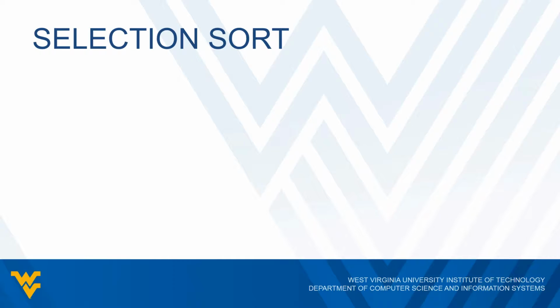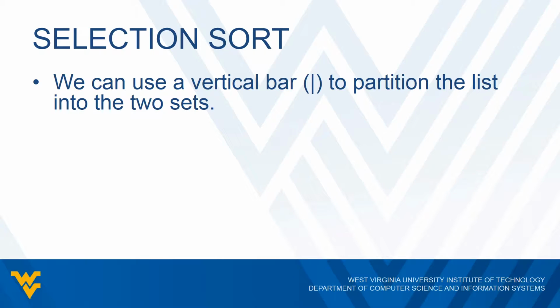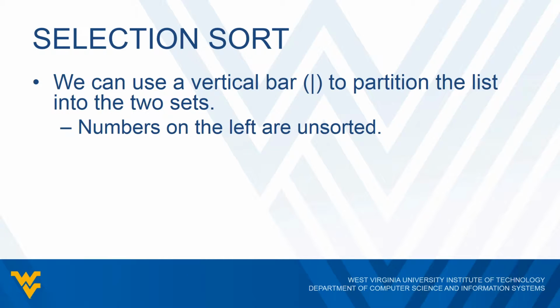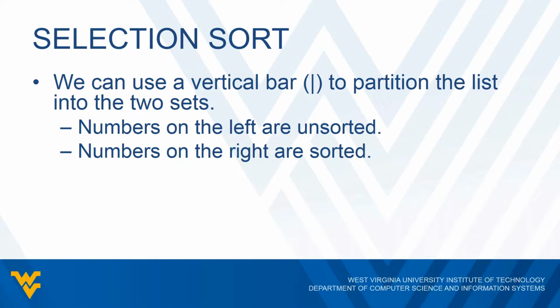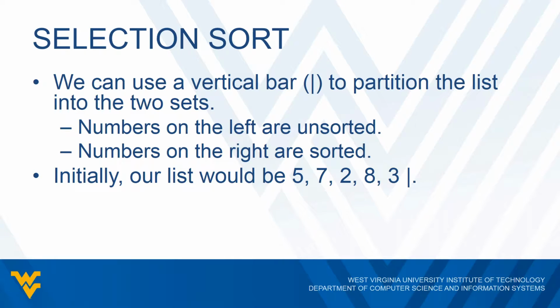To make it easier to follow the algorithm, we're going to use a vertical bar to partition our list into the sorted and unsorted sets. So the numbers on the left side of the vertical bar will be the set of unsorted numbers, and the numbers on the right side of the vertical bar will be the sorted set. So what this means is initially our list is going to look something like this, where we have our unsorted stuff on the left side, and our vertical bar is going to be on the far right.